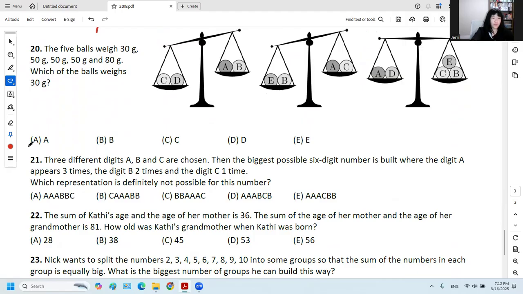Question number 20. The 5 balls weigh 30 grams, 50 grams, 50 grams, 50 grams, and 80 grams. Which of the balls weigh 30 grams? So right now, this is 80 plus 50.